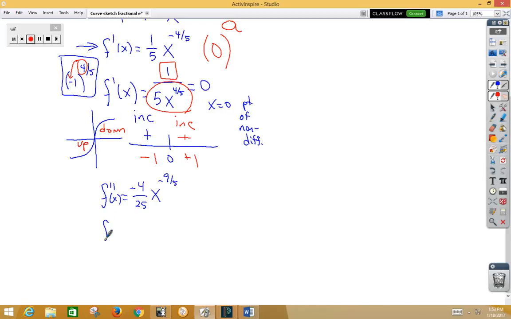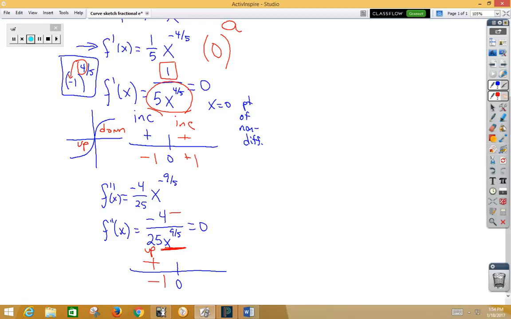Now that can be rewritten as f double prime of x is equal to negative 4 over 25 x to the 9/5. Well, when we set that equal to 0, we still can't get a 0 because negative 4 on top can never be 0, but we're still undefined at 0. So if we go ahead and do a sign test again, when we pick to the left of 0, like negative 1, and if we plug in a negative here for x, we have a negative on the top, we have a negative on the bottom, double negative is a positive, concave up.